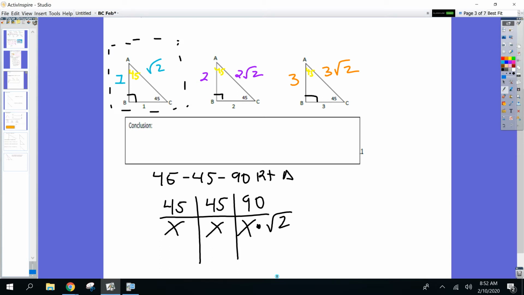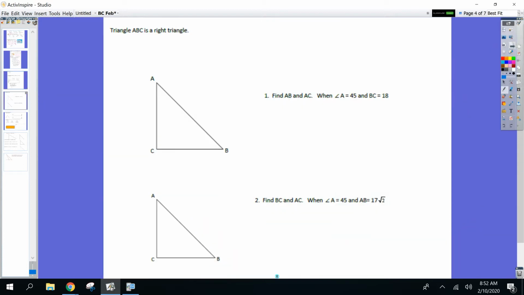Every time. Every time. Okay? Whatever the side across from 45 is, let's multiply it by radical 2, and I'll get that side across from 90. Everybody good there? Okay, let's apply it real quick. Here we go.